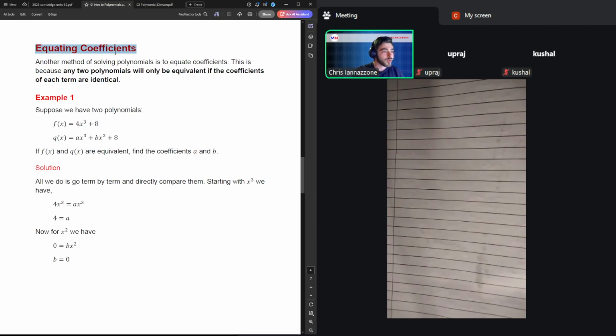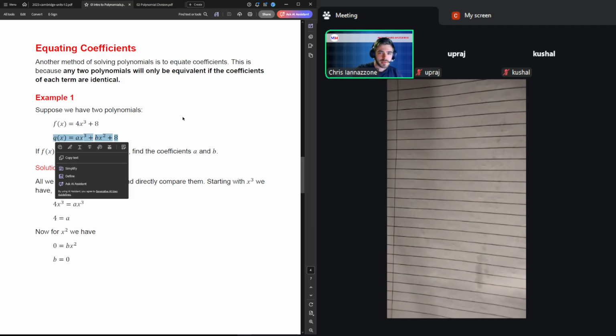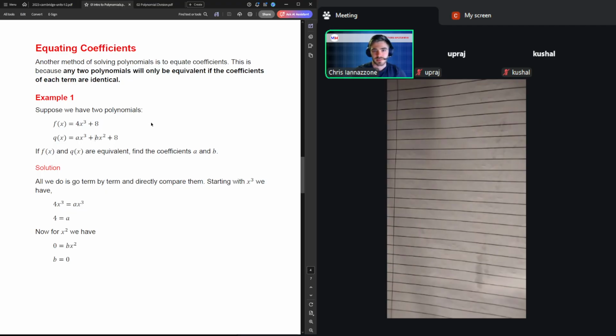This is called equating coefficients. Usually you'll get a sort of "show that" question, which will be like, hey, here's the function in one state, here's the function in another state, show that A, B, C are equal to these things. It's a fairly common question that'll show up in, well, yes, SACs and exams. It comes up quite a bit.